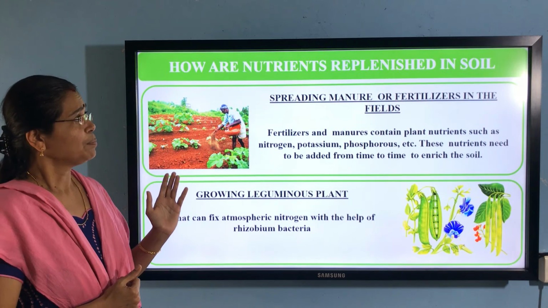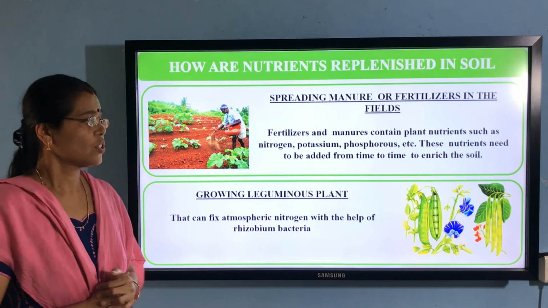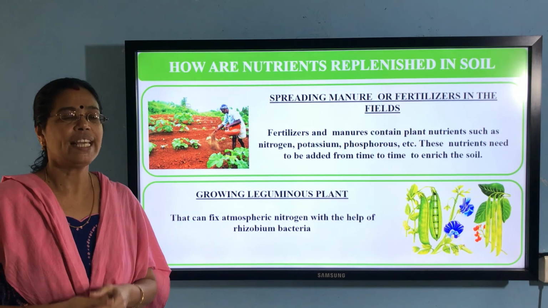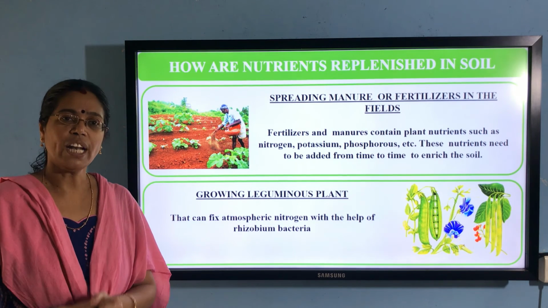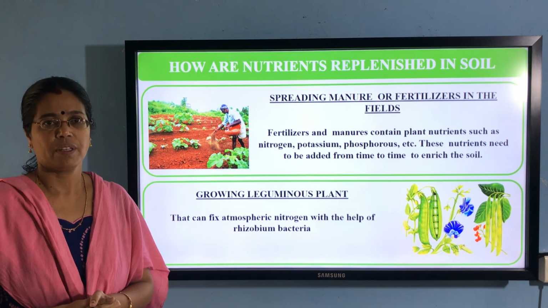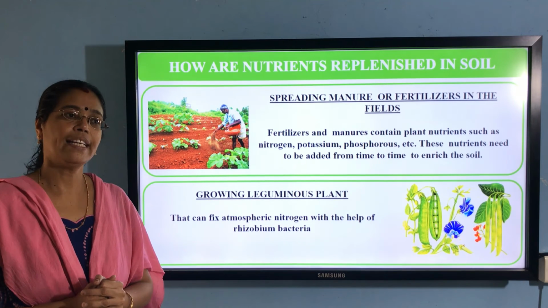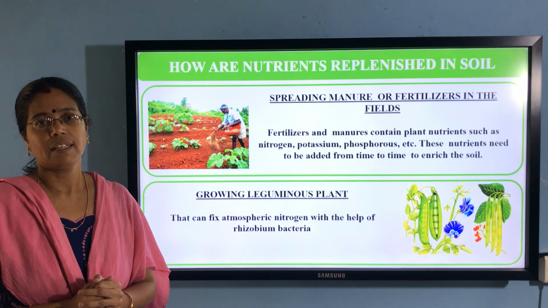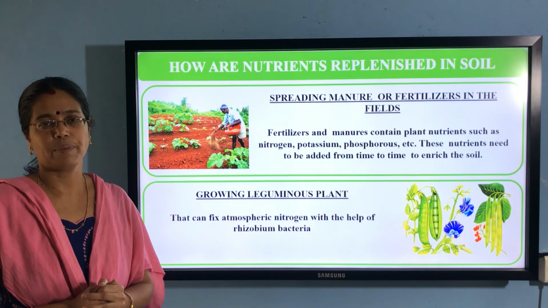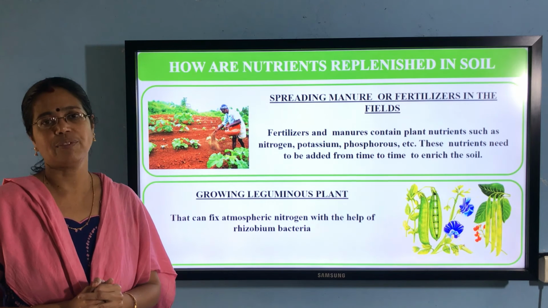Here are some methods to enrich the nutrient content of the soil. The farmer is growing crops continuously in his field. So the soil nutrients which are utilized by the plant are depleted day by day. So we have to enrich the nutrient content of the soil and increase the fertility of the soil. Then only the growing plants will get a sufficient amount of nutrition. So by using different methods, we can enrich the nutrient content of the soil.